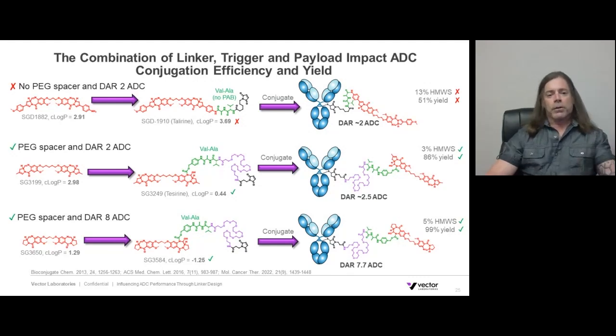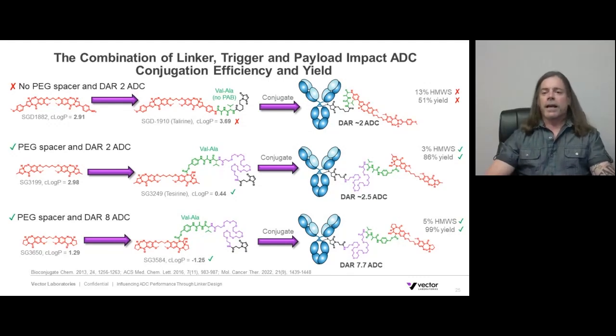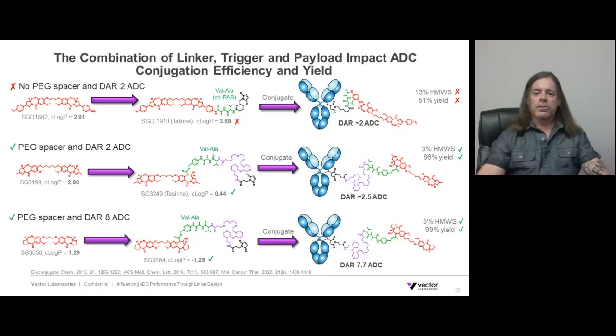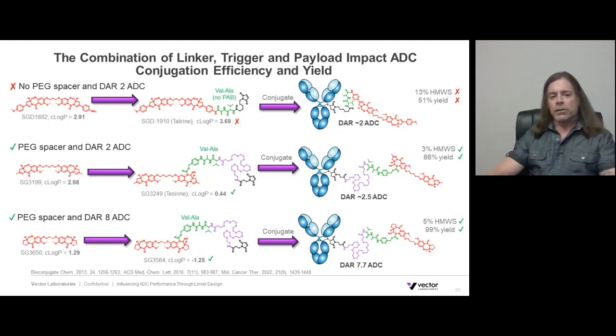And what we have here is payloads on the left, linker payloads in the middle, ADCs over on the right. At the top, we have a DAR 2 ADC without a PEG spacer, and that payload's C-log-P is 2.91. That's a measure of hydrophobicity. In the middle, they have put the Val-Ala cleavable trigger on and the maleimide reactive group. That resulted in an increase in the C-log-P of that payload. That linker payload is called talirine. Conjugation of talirine to an antibody gives us a DAR 2 ADC with 13% aggregate and 51% yield.